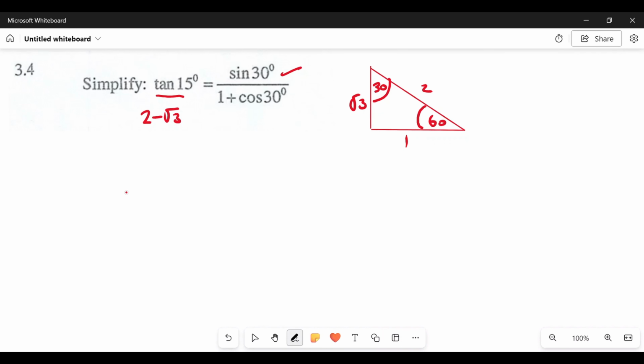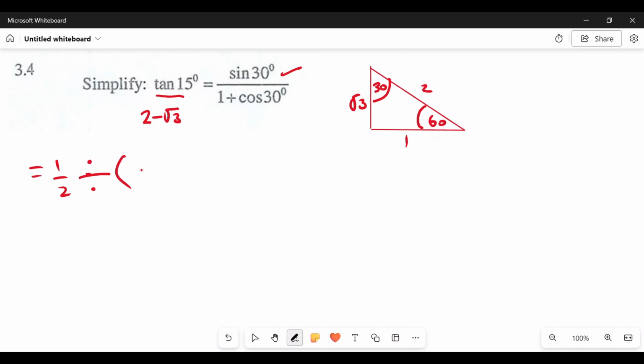Right, so let's start. First of all, you need to change sine 30. So we know that sine is the same as opposite over hypotenuse. Now, when you look at this triangle here, what is our opposite of 30? It's going to be 1, right? The hypotenuse is going to be 2, right? So this is divided by 1 plus cos 30.